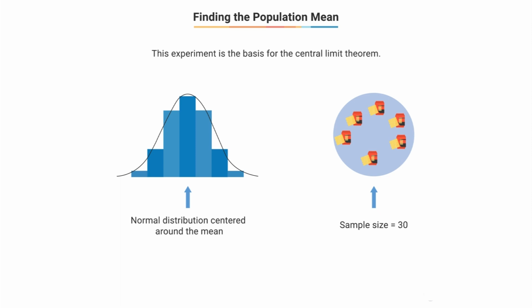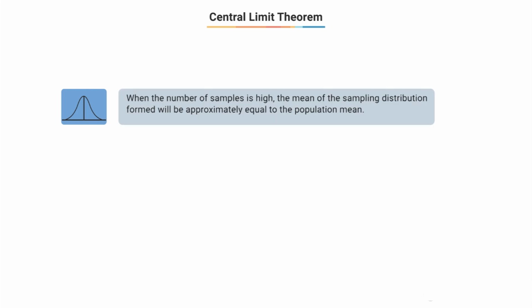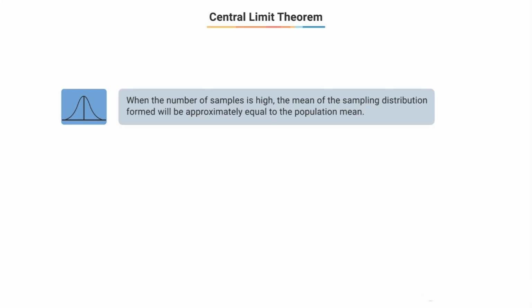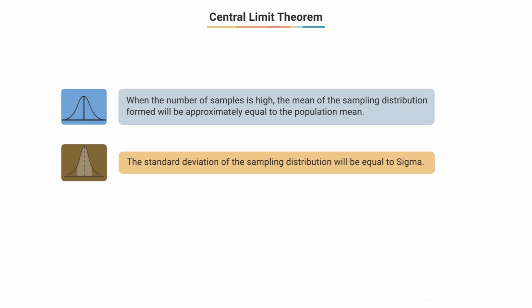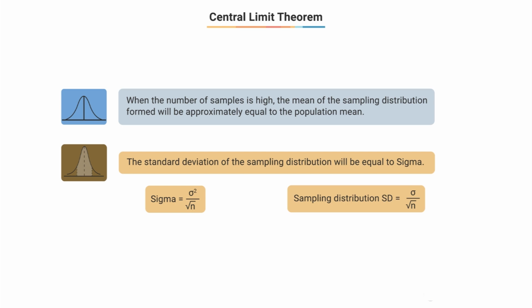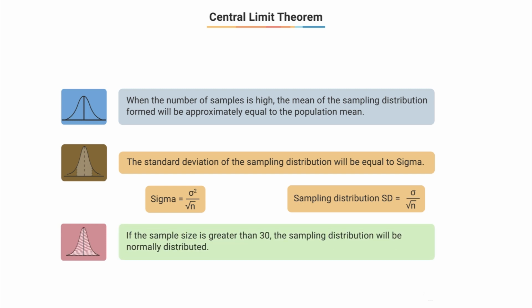This experiment that we performed right now is the basis for the central limit theorem. The central limit theorem states that when you take a large number of samples, the mean of the sampling distribution thus formed will be approximately equal to the population mean. The second part of the theorem states that the standard deviation of this sampling distribution will be equal to sigma, which is the population standard deviation, divided by the square root of n, where n is the sample size. Just remember that the sampling distribution standard deviation would be sigma by square root of n. Finally, the central limit theorem states that if the sample size that you take is greater than 30, the sampling distribution will become normally distributed. These three findings, in short, constitute the central limit theorem.